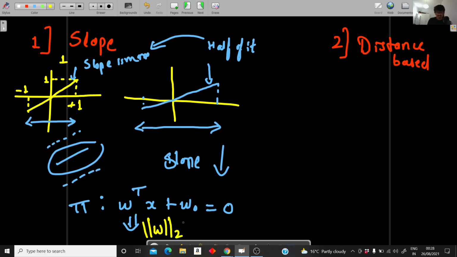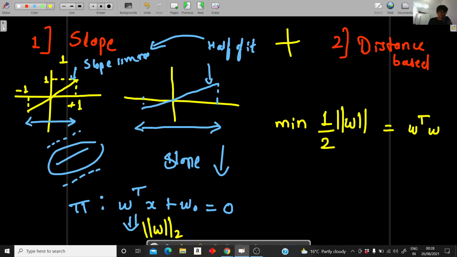So what should be our ultimate objective function now? The objective function should be that we have to minimize the slope, that is the W norm, or I can write it as W transpose W. And for simplicity, let me take half as a factor. Why? Because the norm with the square root is not easily differentiable. Just adding a 1 by 2 factor doesn't matter.